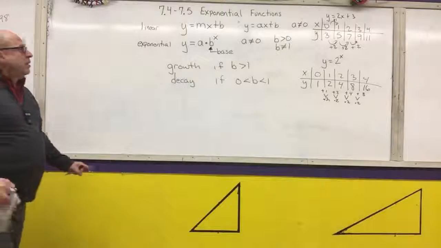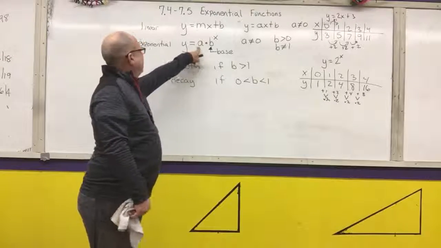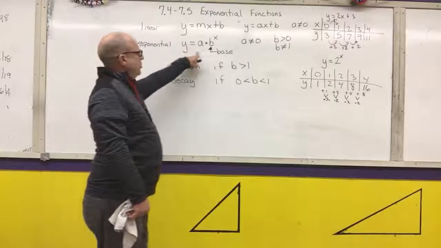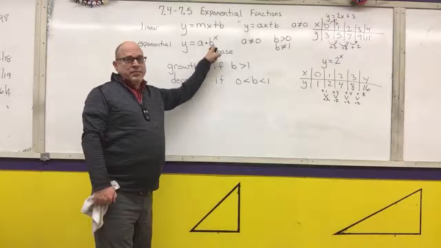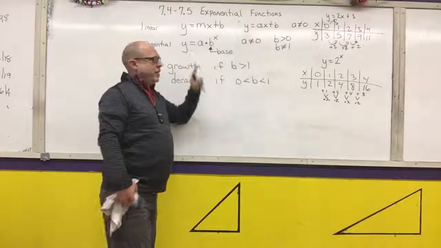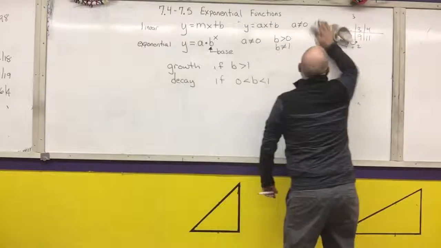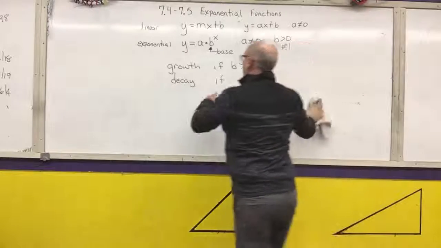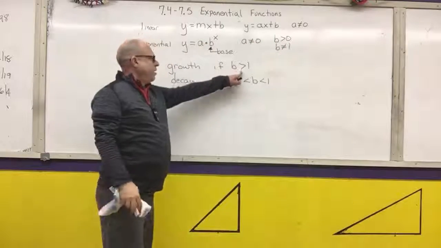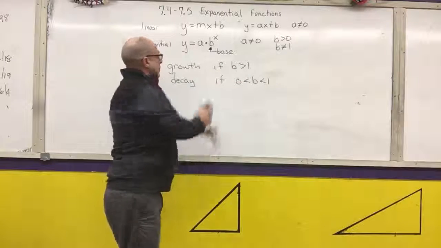Okay? What we're going to look at now is that there are other ways to write this exponential function where this b looks a little bit different. Remember, this b is a number. It's not a variable. Okay? So remember, if b is greater than 1, it's a growth. And if b is between 0 and 1, it's a decay.